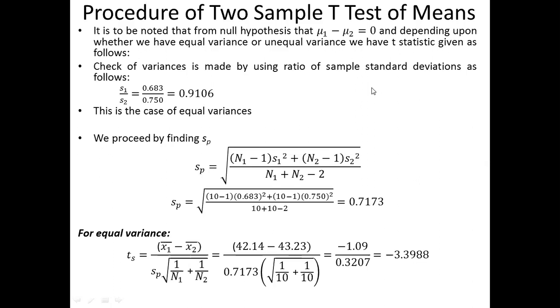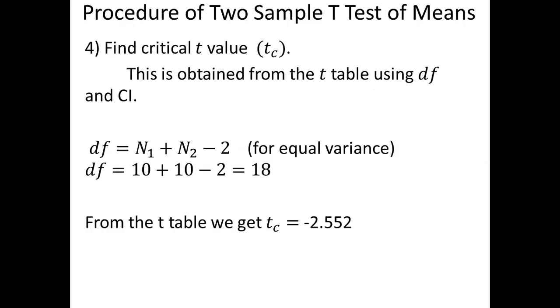Now we are able to plug in the value of Sp in the Ts equation, the t statistic equation. And when we plug in all the values of x1 bar, x2 bar, Sp, and n1 and n2, we get a t value which is equal to minus 3.3988. So this is our t value in this case.